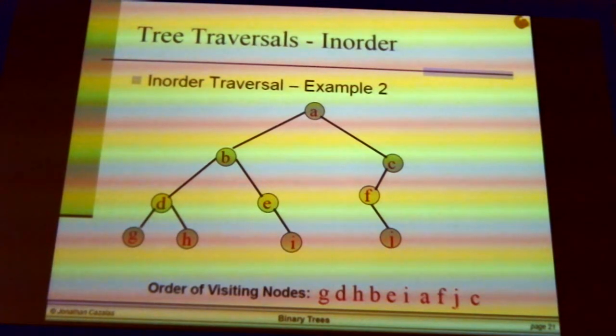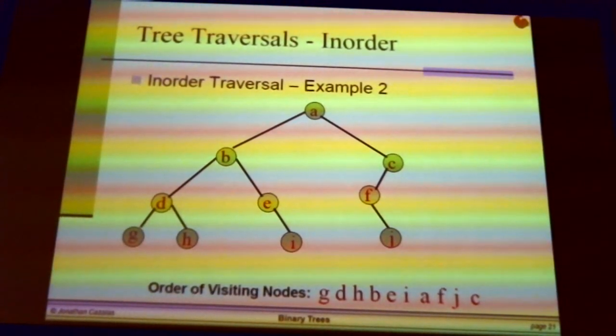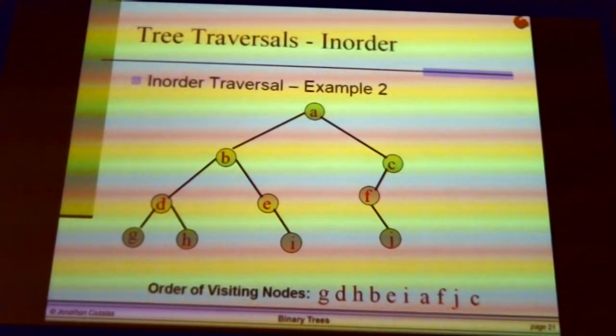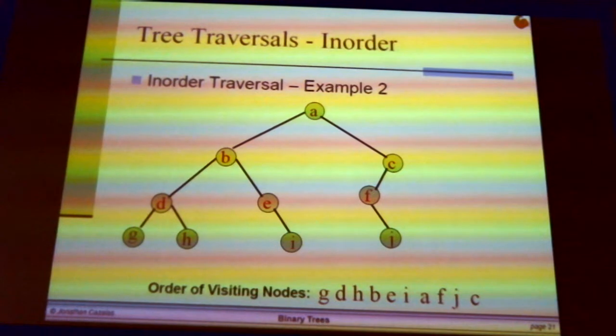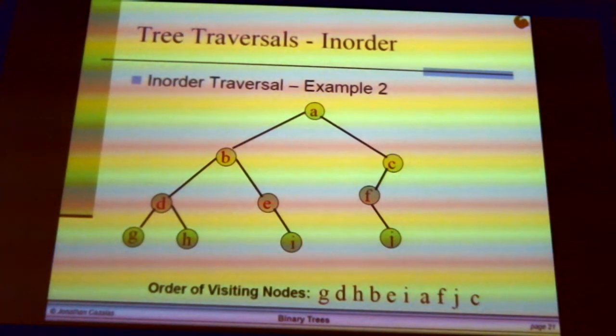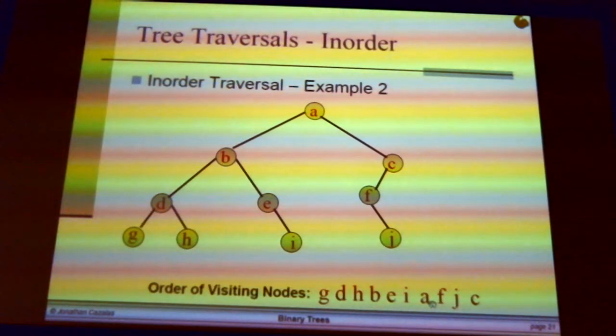Did that help at all? I still lost people. Not that you're willing to admit, right? The only thing I get confused about is the AFJC part. Which part? AFJC part. Okay.